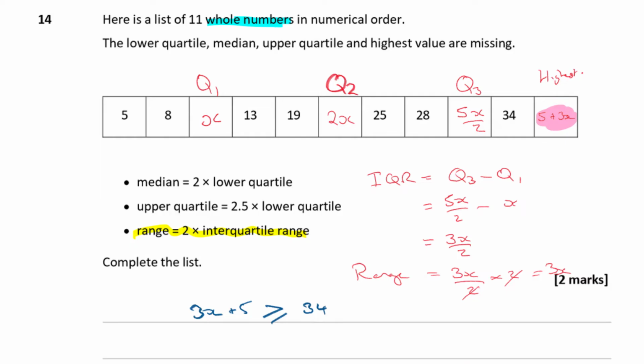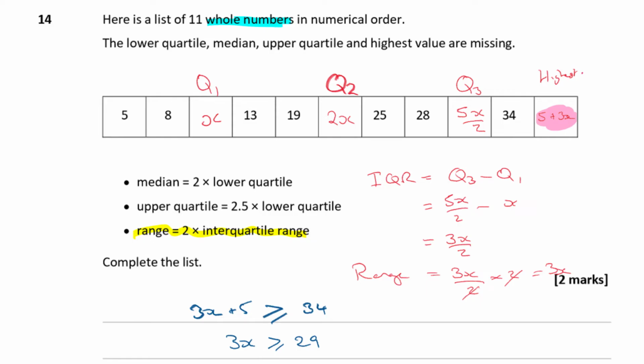Okay, so then taking 5 away from both sides, I'm going to get 3x is greater than or equal to 29. So then x is going to have to be greater than or equal to 29 divided by 3. Well, that's not a nice number, is it? That's like 9 and a bit. It can't be 9 and a bit. It's going to have to be greater than or equal to 10, isn't it? So the least value that x can be is 10.